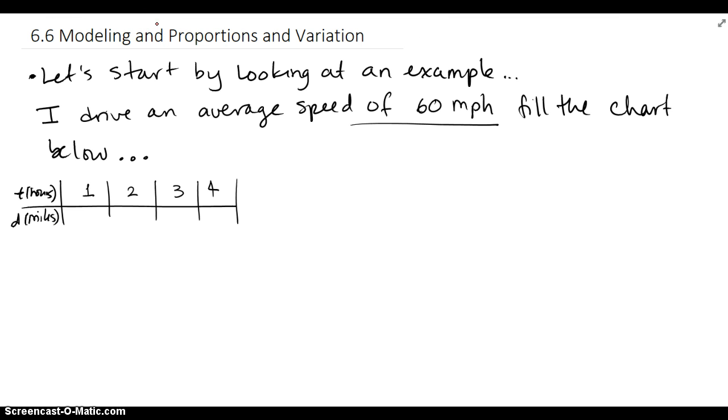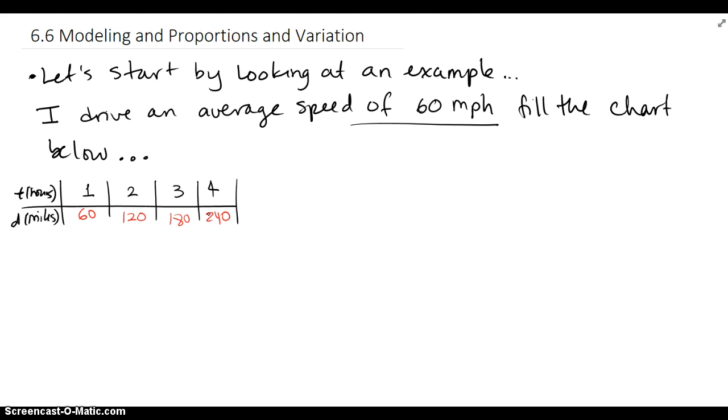So if I go for 1 hour, I go 60 miles. If I go for 2 hours, I would go 60 and then 60 again, that's 120. If I go for 3 hours, I go 60, another 60, another 60, so that's 180. And if I go for 4 hours, I go another 60 miles, so that gives me 240 miles that I go.